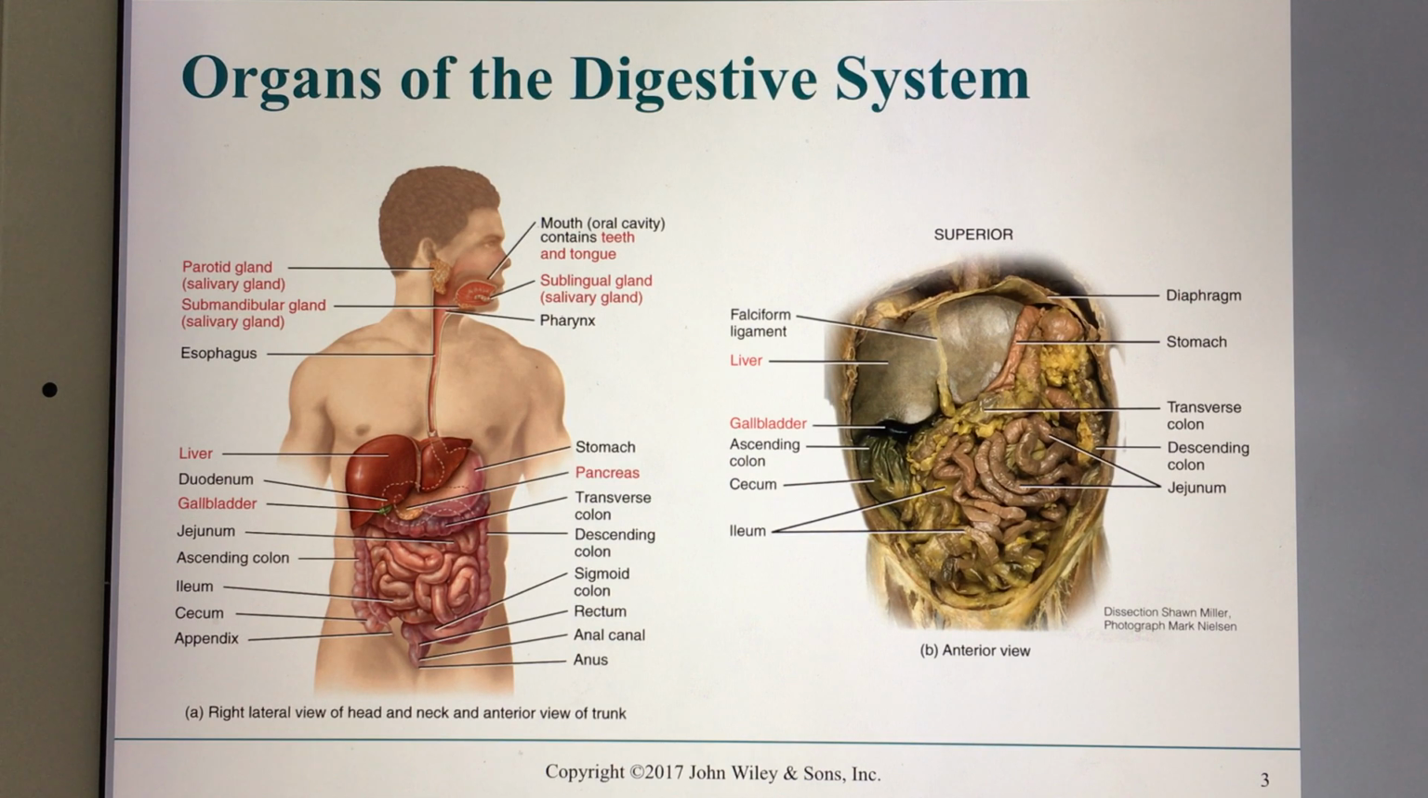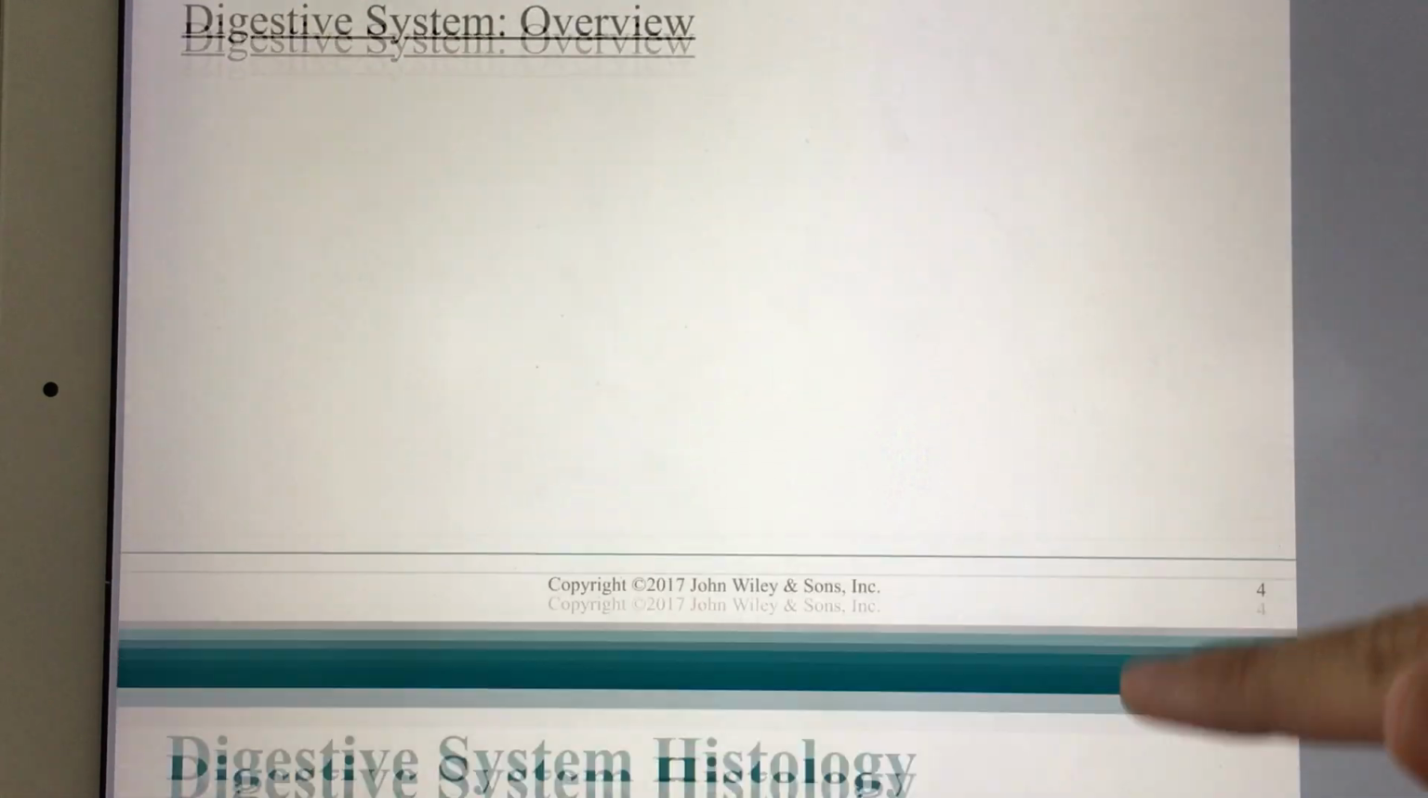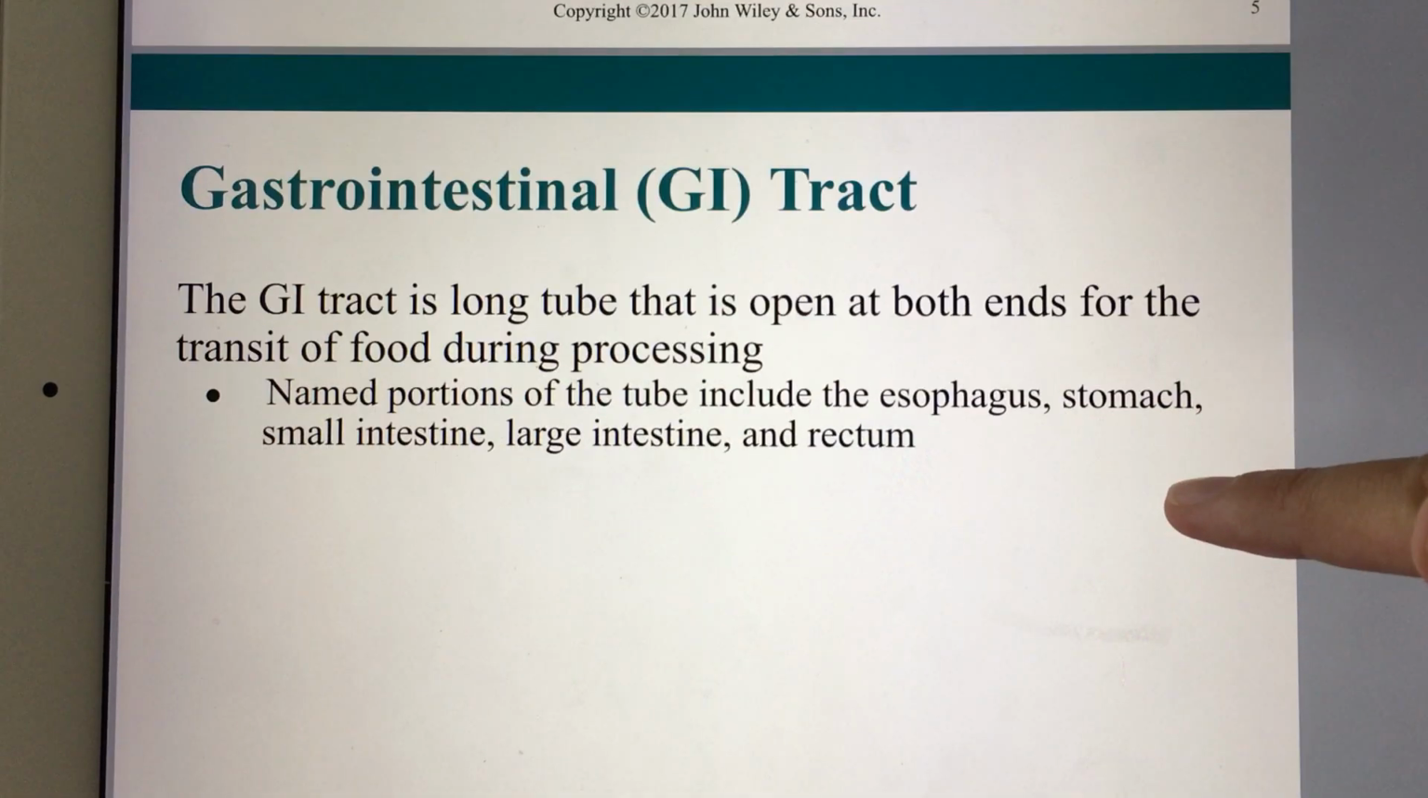We're going to be going over the organs of the digestive system. In your textbook, this is figure 24.1. And first of all, the digestive system is divided into two parts. The first part of the digestive system is referred to as the gastrointestinal or GI tract. It is also known as the alimentary canal.